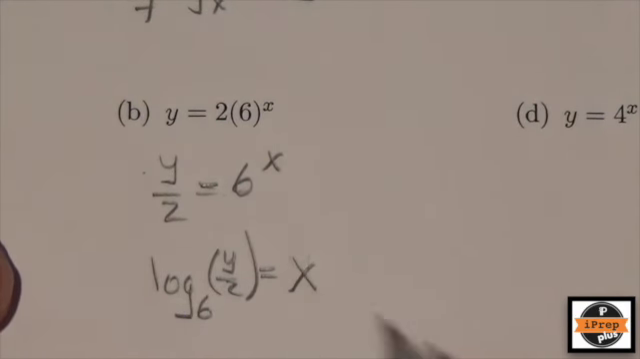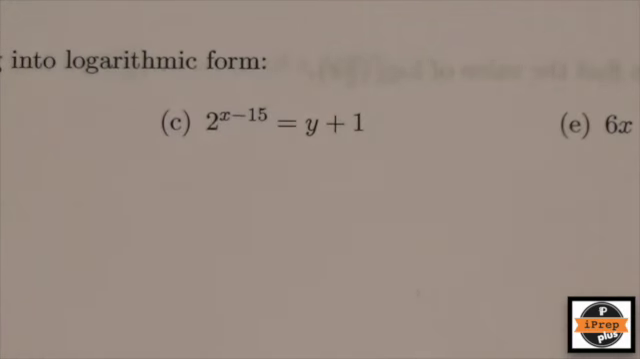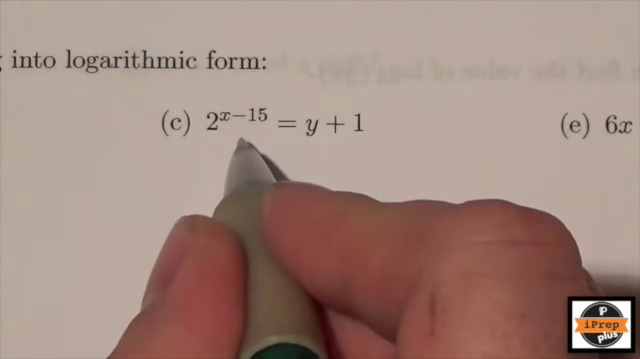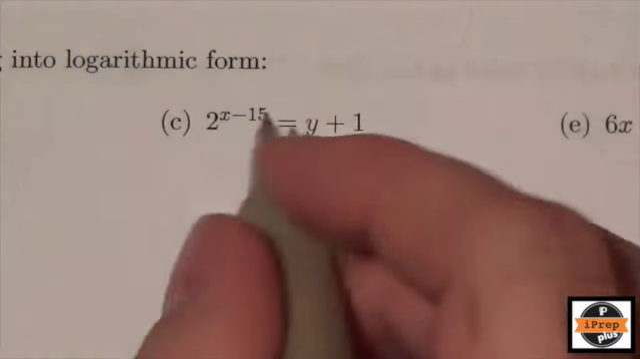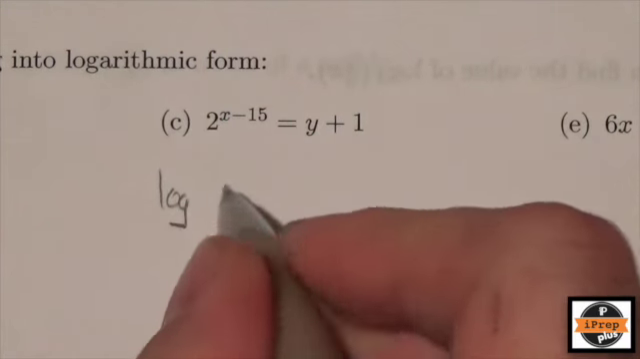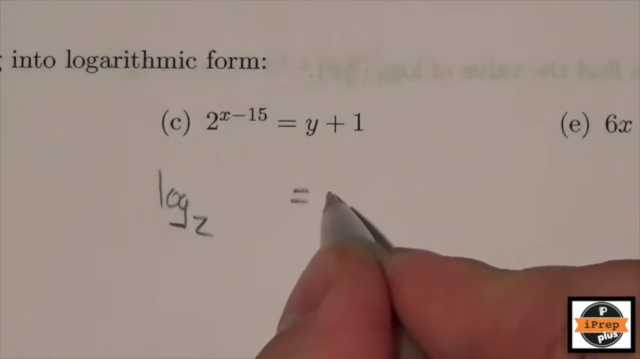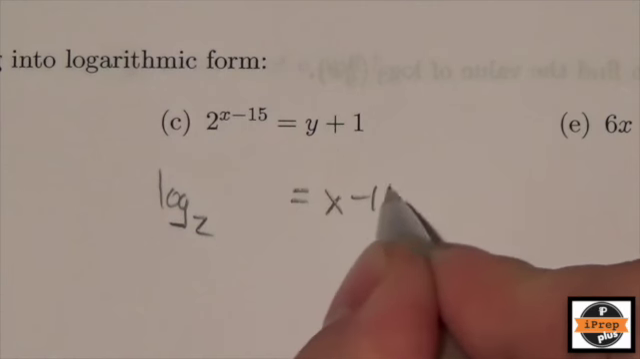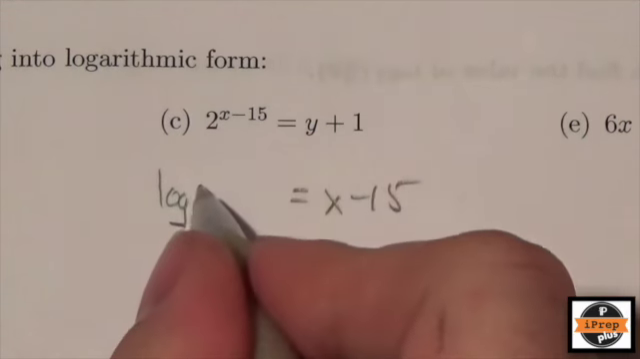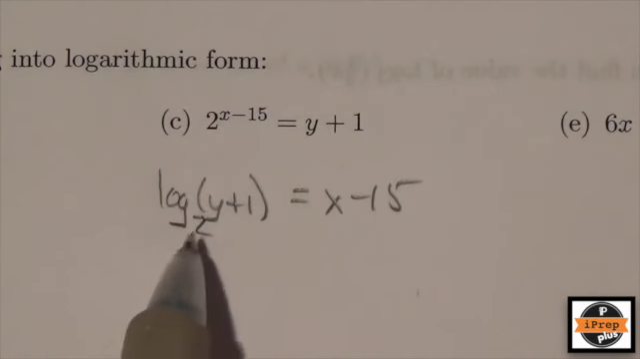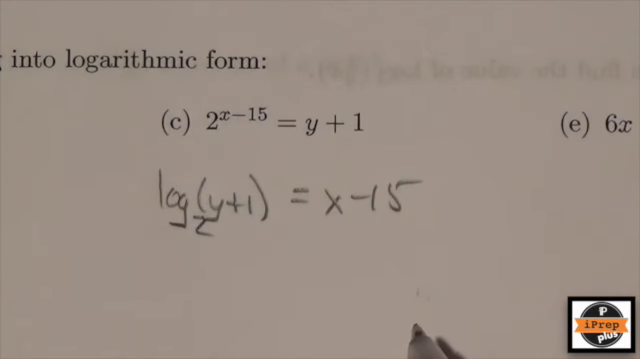Now, this question right here, C, don't let the fact that we've got binomials here and a binomial here throw you off. When we convert this, notice that the exponential is isolated here. And when we convert this to the logarithmic form, the rules are still the same. The base of the logarithm is the same as the base of the exponential function. A logarithm is equal to an exponent, so this is going to equal x minus 15. And then the argument of the logarithm is what the exponential function is equal to. So this is the log base 2 of y plus 1 is equal to x minus 15.